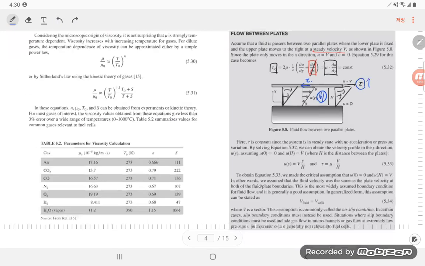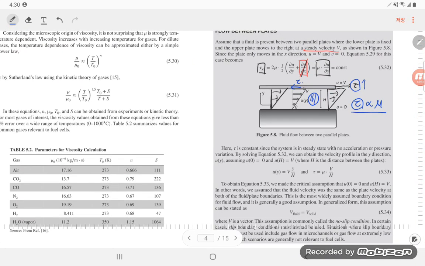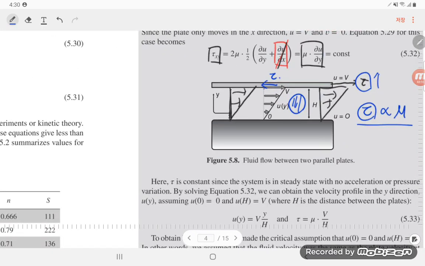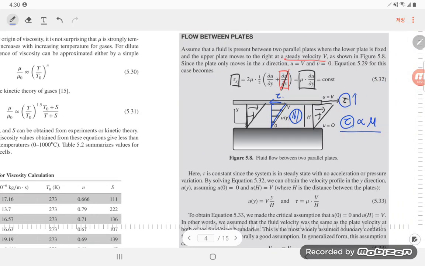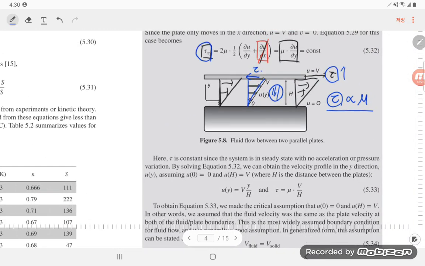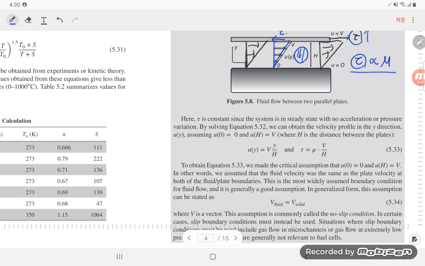Okay. So the tau and the viscosity are proportional, and it also depends on this profile. So we can define the tau xy as mu times the velocity gradient in here. And this is the linear shape of this velocity profile. So we call it a Newtonian fluid.